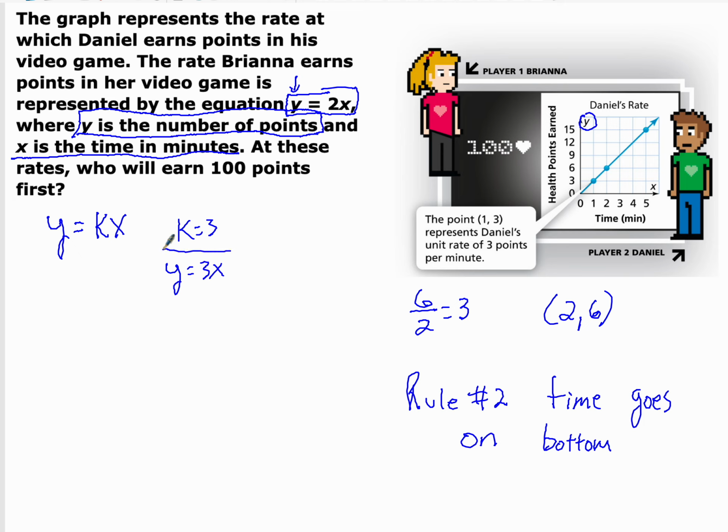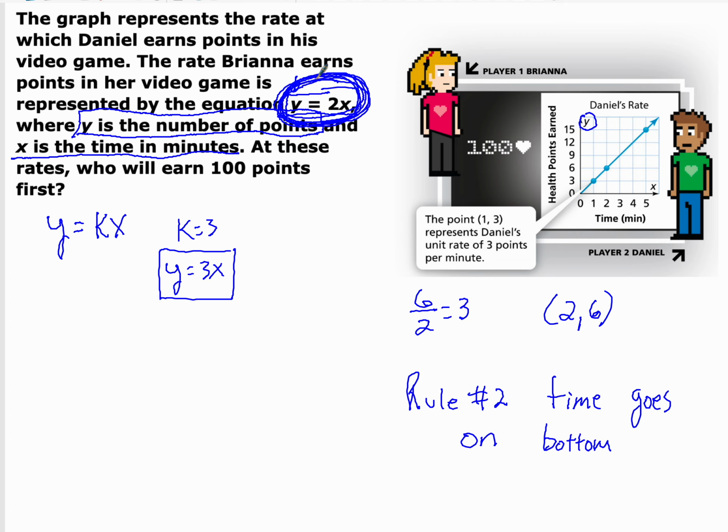That's Daniel. Now, what is Brianna's k value? Not 3. What is Brianna's k value? It's y equals 2x. That's her equation, y equals 2x.